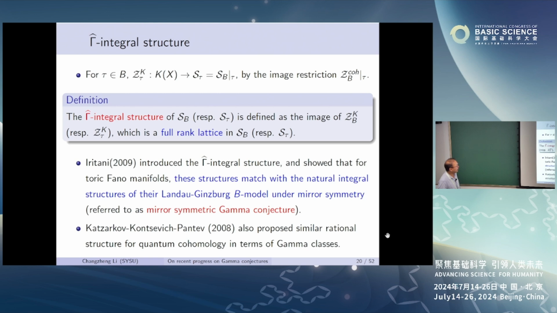Somehow we say in mirror symmetry the A side is Fano, and on the B side there is a superpotential F. From the B side, there is also a natural integral structure, defined by using the superpotential and the oscillating integration over Lefschetz thimbles. On the A side, there is the gamma integral structure defined by Iritani. He proved that for toric Fano manifolds, the structures on both sides match with each other, and this is now referred to as the mirror symmetric gamma conjecture.